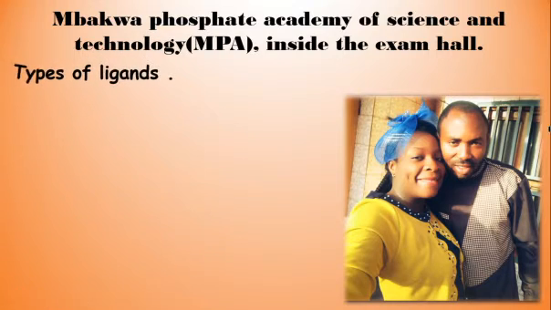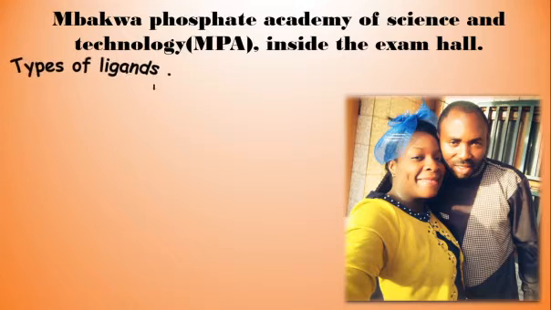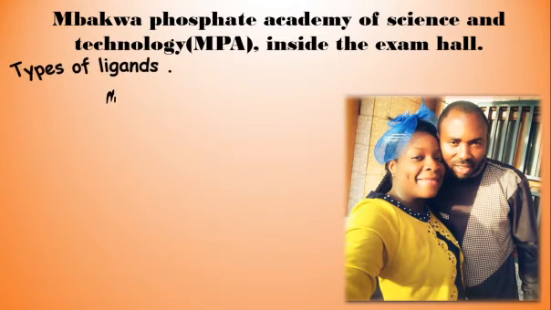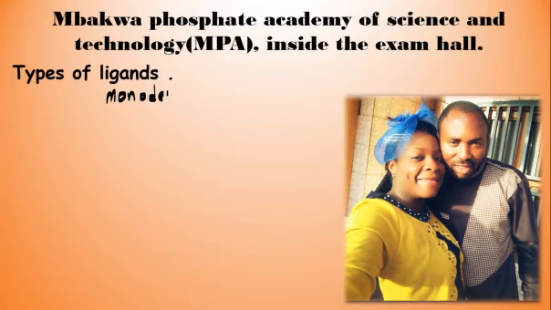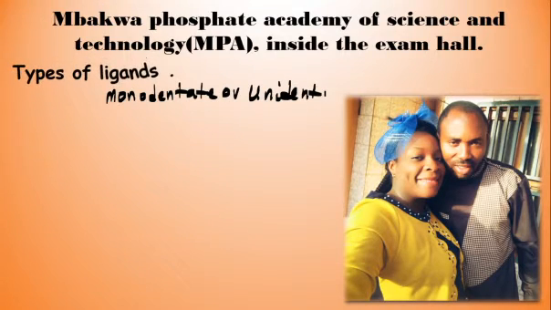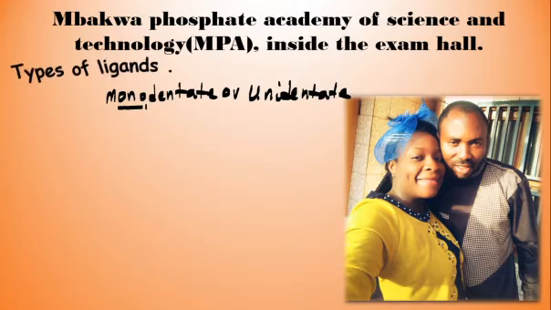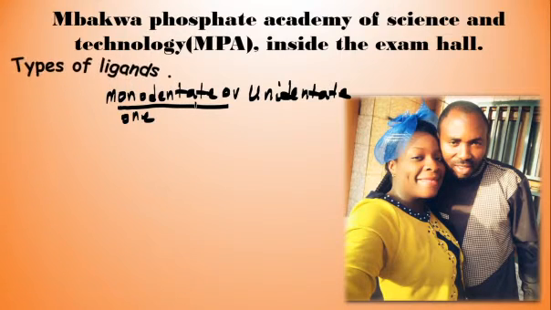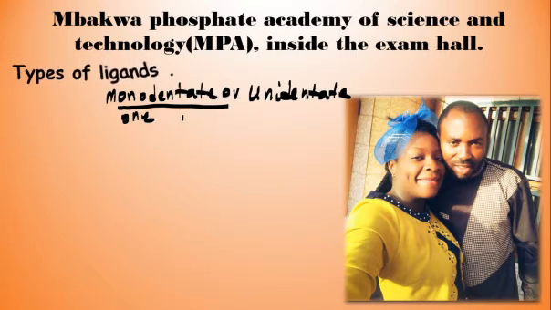Okay, now let's get started. We start with the first, which is the monodentate ligand. When we say monodentate, it can also be called unidentate. The whole idea here is that monodentate ligands are able to have only one electron pair, and they are able to form only one coordinate bond or dative bond with the central metal ion.